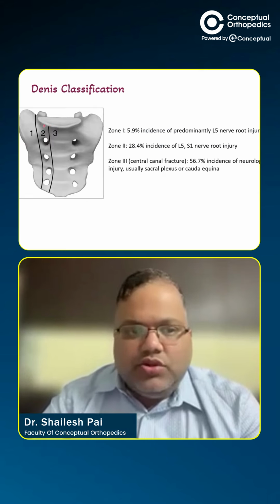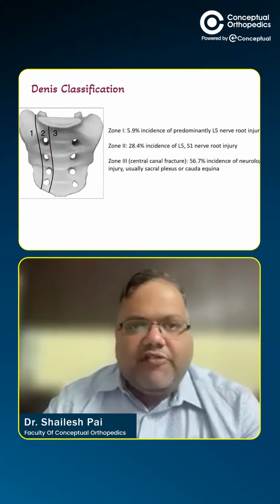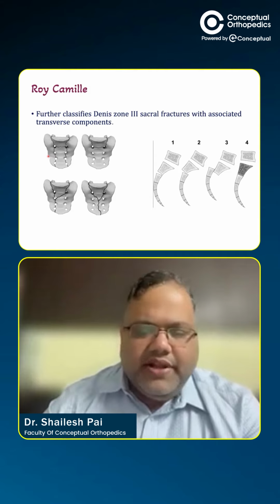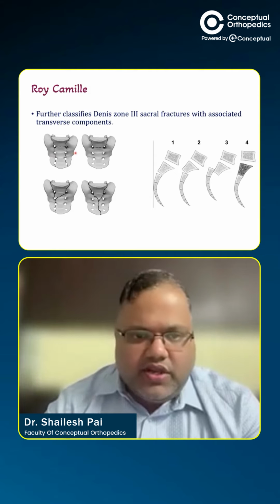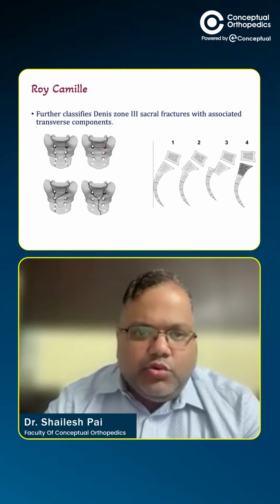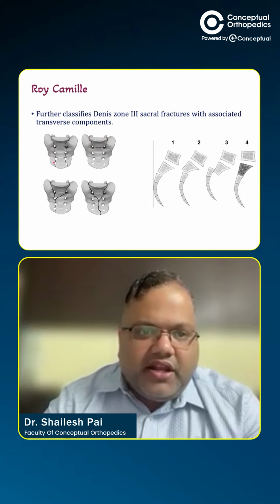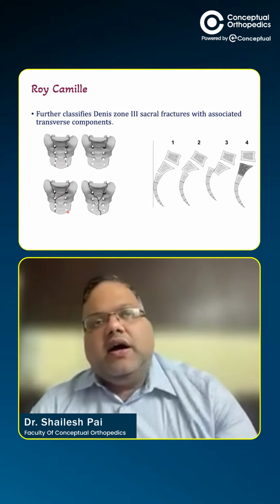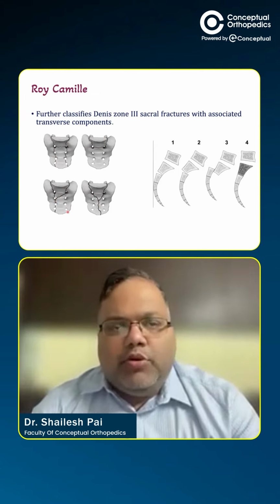Now, in zone 3 injuries or for other injuries, there are further modifications. One is regarding how the fracture pattern is. The fracture pattern can be U type, H type, Y type, lambda, or even a T. Now all these are for not a pure vertical fracture.